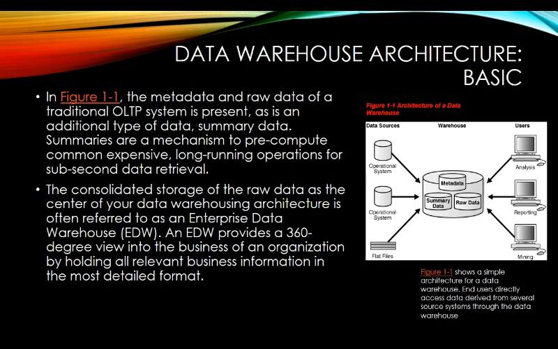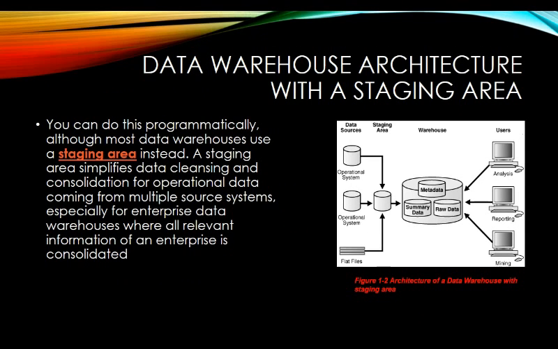Okay, so we'll start with the basic architecture. You can see on the right-hand side, there's a bit of a diagram that shows you a little summary of the architecture for the data warehouse. The end users directly access the data delivered from several source systems through the data warehouse. That's basically what it shows you in there. So in this figure, the metadata and raw data of a traditional OLTP system is present, as is an additional type of data, summary data.